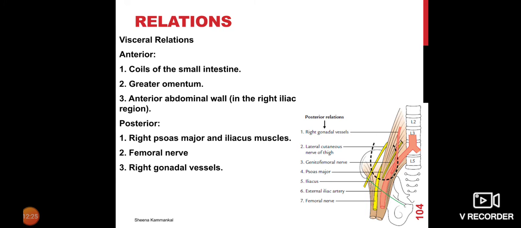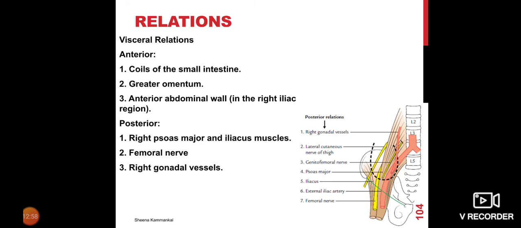Posteriorly, the right psoas major muscle and iliacus muscle. Then at the junction between iliacus and psoas major, the femoral nerve is present. So femoral nerve, then right gonadal vessels. If it is male, you can see testicular vessels. If in females, you can see ovarian vessels. So right side gonadal vessels are present posterior to the cecum.